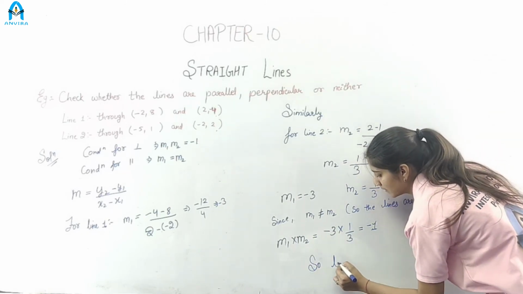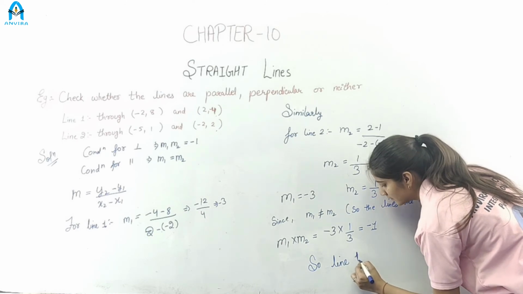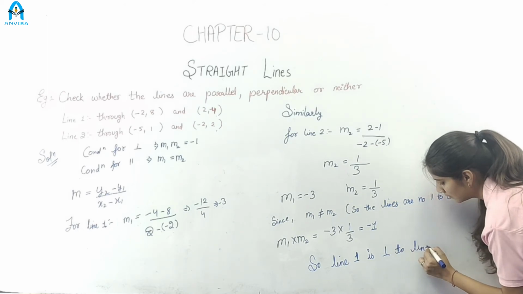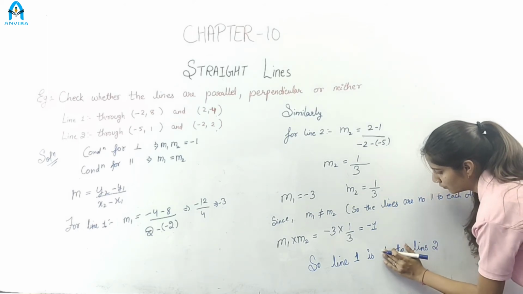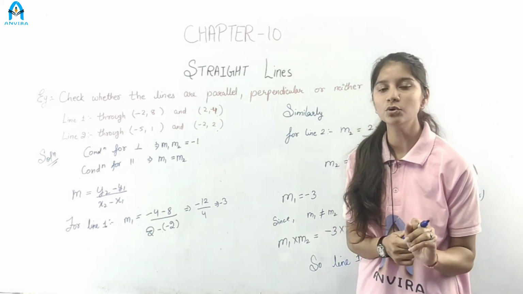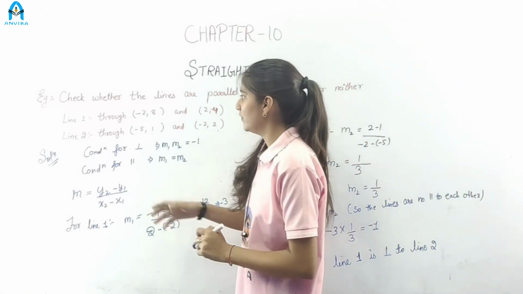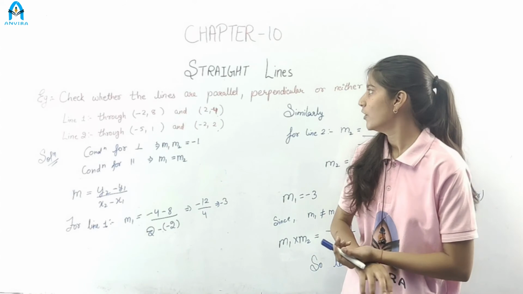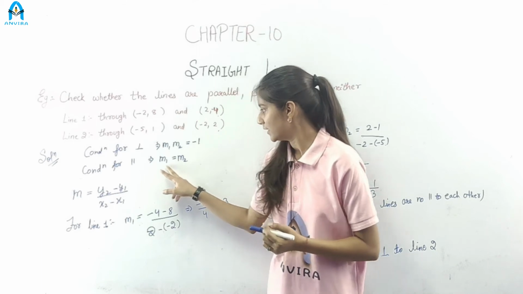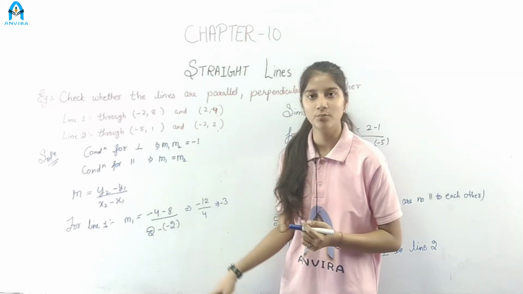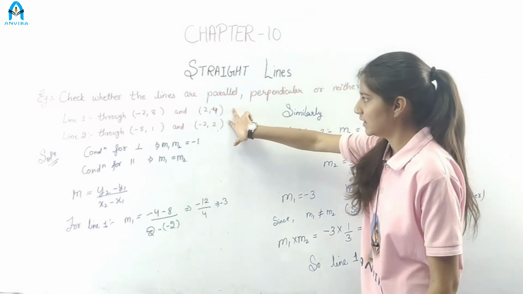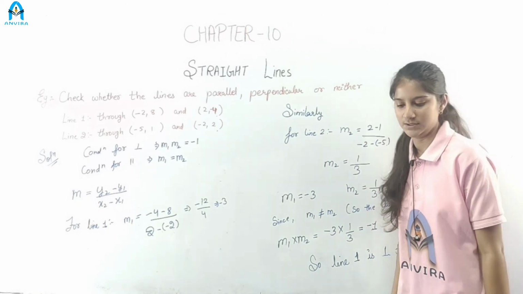So line 1 is perpendicular to line 2. So we can say that line 1 is perpendicular to line 2. Similarly, we can also find the condition of parallel lines. In that case, we will have to find out whether m1 is equal to m2 or not. So here, both the lines given to us are perpendicular to each other.